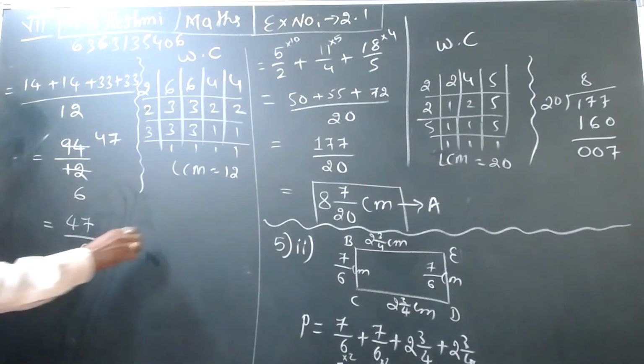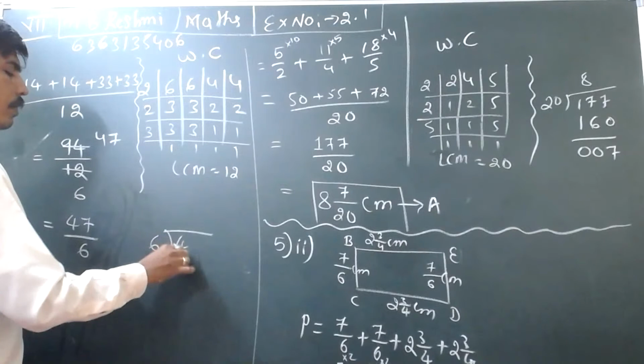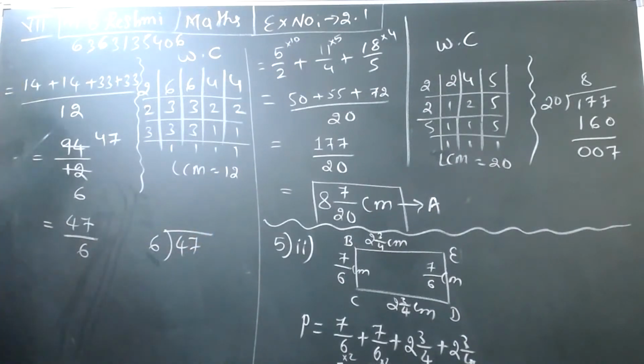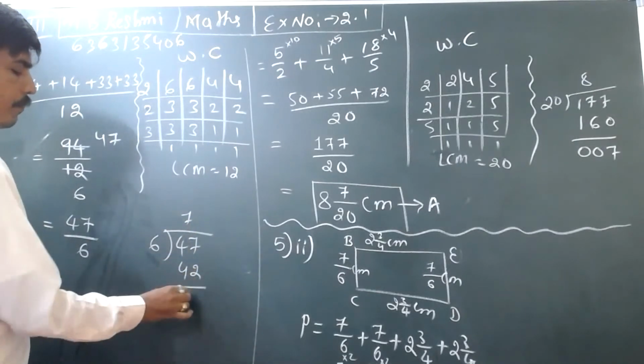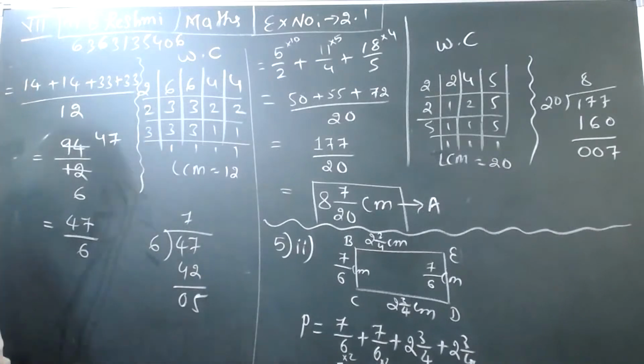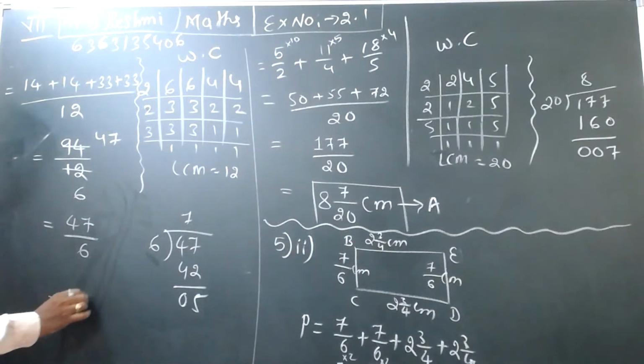Now I can divide this. 6 will divide for 47. It will be 6 7s are 42. And it will remain 5. What will remain? 5. And I can write this answer as 7 integer 5 by 6.